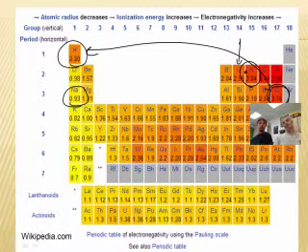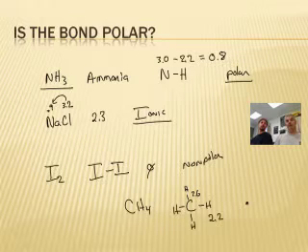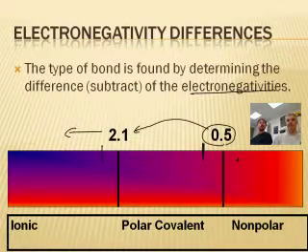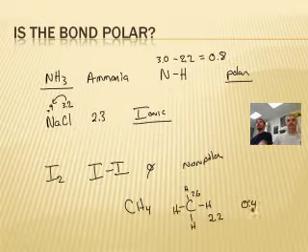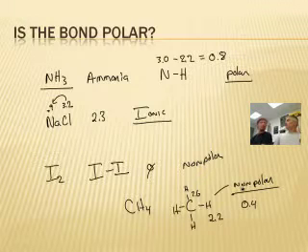This one's 2.6, it looks like. So 2.6 minus 2.2 is 0.4. And I believe the break point was 0.5, so we're going to call that a non-polar bond. It's ever so slightly polar because they're different, but they're close enough that we refer to it as a non-polar bond.